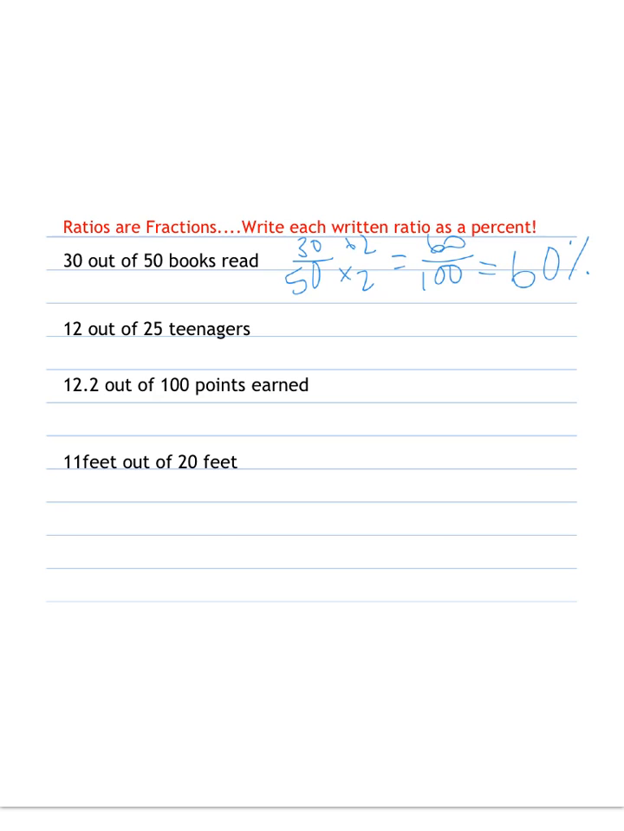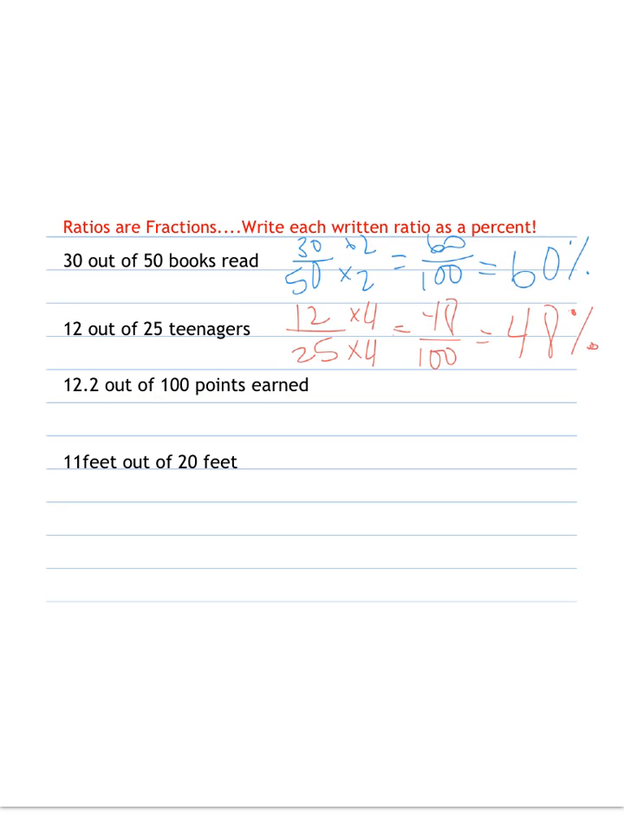Okay, you can try these if you have got it, otherwise follow along. 12 out of 25 teenagers. Well, 12 out of 25 tells us our fraction is 12/25. Get that denominator to be 100. 48 out of 100 tells us 48%. So that's telling us 48% of the teenagers. Okay?